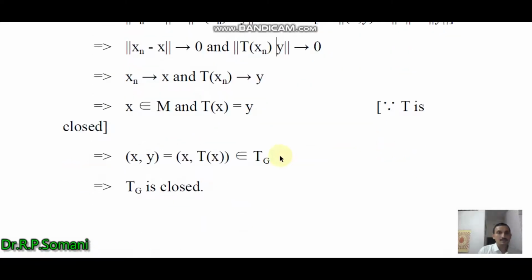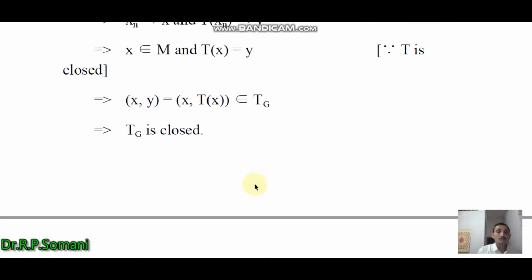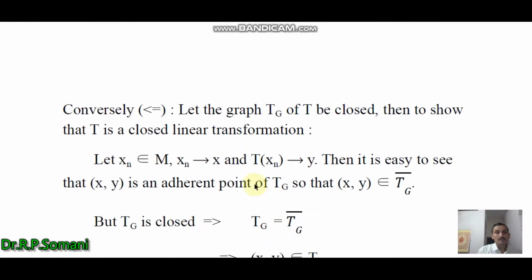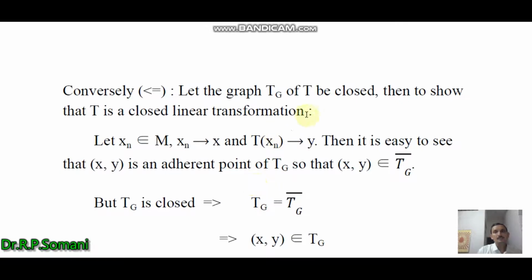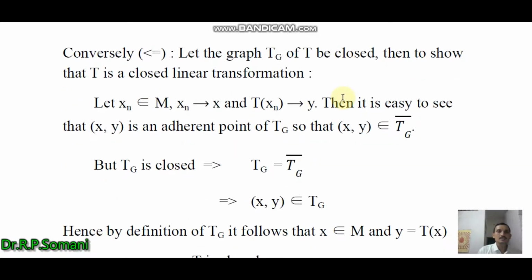So this implies that (x, y) equals (x, Tx), which belongs to Tg. Therefore, we have started from a limit point and we have proved that this limit point belongs to Tg. Therefore, Tg is closed. For the reverse part, let the graph Tg of T be closed, then we have to show that T is a closed linear transformation.